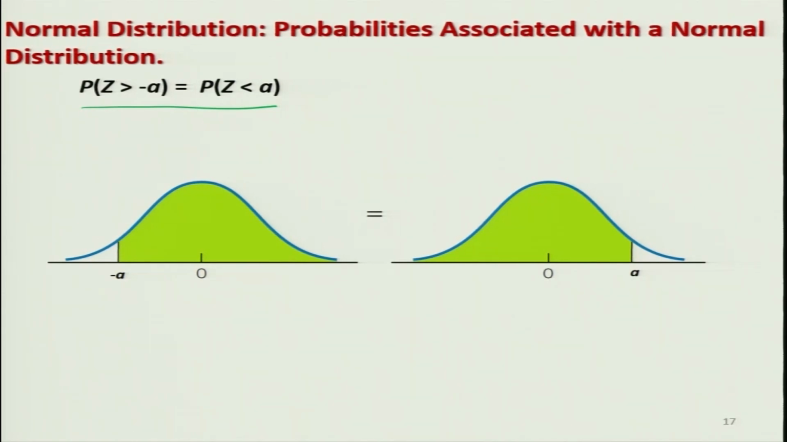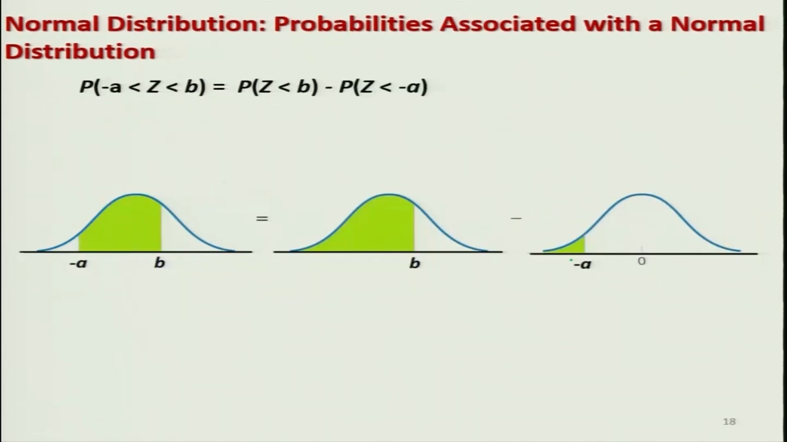So, you can see here that this area, the probability that z is greater than minus a, is the same area as the probability that z is less than a. And similarly, if you want to find the probability that z is lying between minus a and b, where a and b are some positive constants, that is the probability z less than b minus the probability z less than minus a.